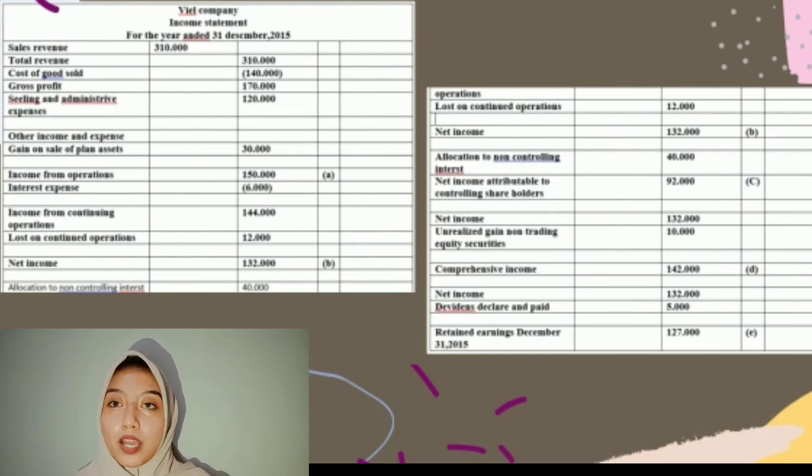Then we look for comprehensive income, net income 142,000 plus unrealized gain on non-trading equity security 10,000, namely 152,000 comprehensive income. Then we look for the retained earnings balance on December 31, 2015. Thus, net income 130,000 minus dividend reported 5,000, namely 127,000.